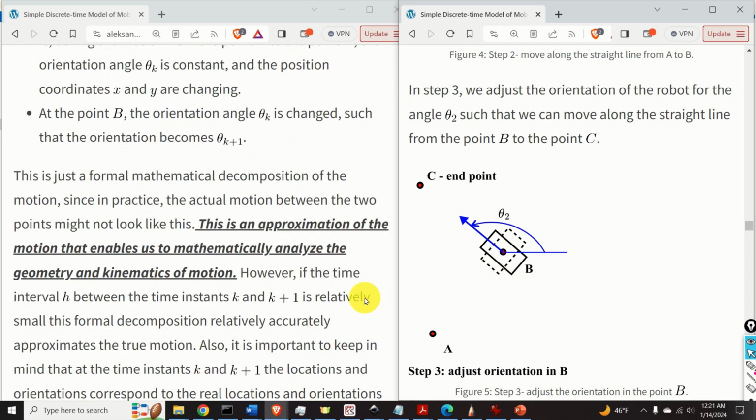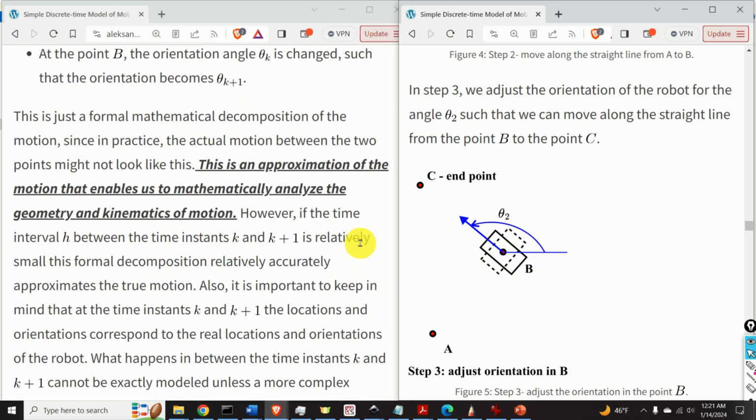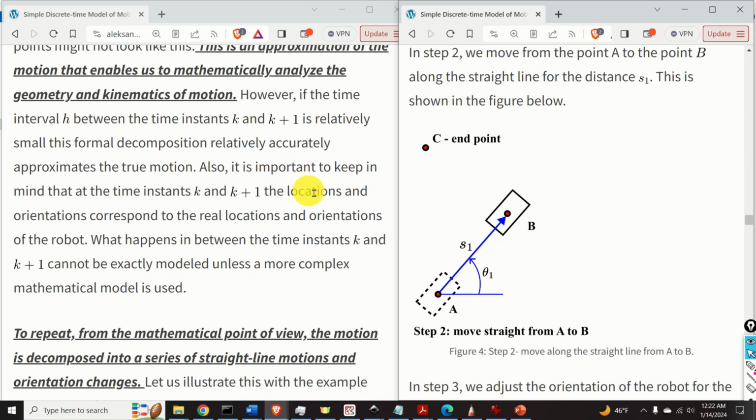Now, this is just a formal mathematical decomposition of the motion, since in practice the actual motion between the 2 points might not look like this. That is, this is an approximation of the motion that enables us to mathematically analyze the geometry and kinematics of motion. However, if the time interval h between the time instants k and k plus 1 is relatively small, this formal decomposition relatively accurately approximates the true motion.